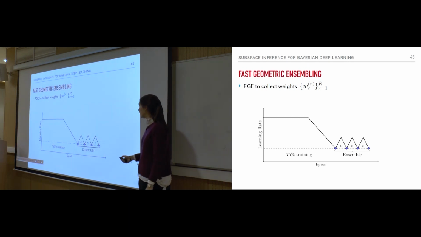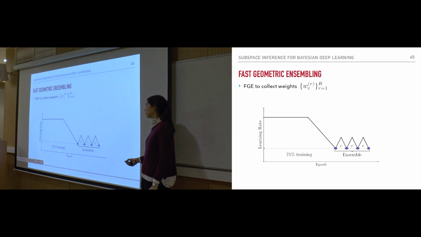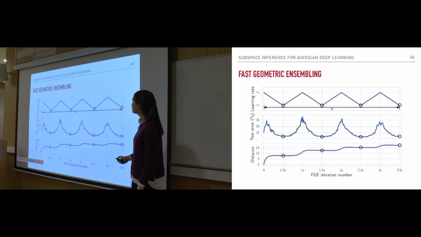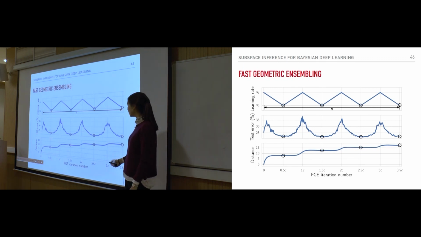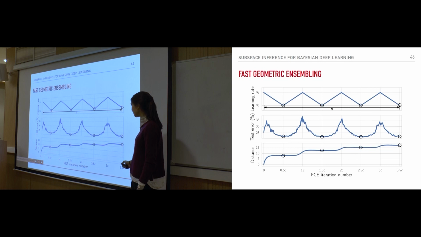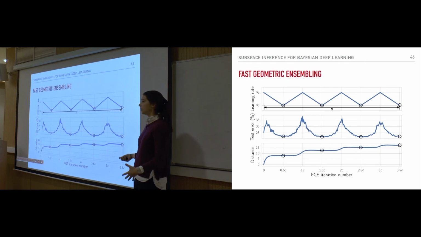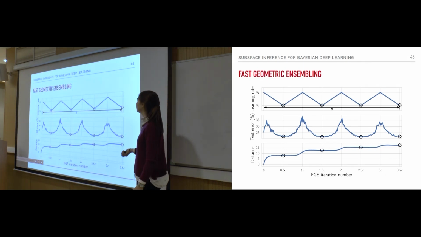mode connectivity paper. Basically, we are pre-training the network for roughly 75% of the training budget, and then we use the cyclical learning rate, where we increase and decrease the learning rate values, and then we collect the points that correspond to the lowest value for learning rates. If we look at the test error plot, which is aligned to these learning rate values, these will be points of the highest performing neural networks, but they will be different high performing solutions, and so we will be ensembling these well performing points.